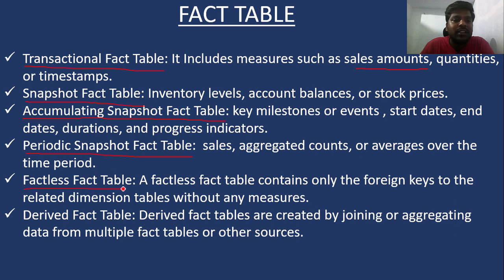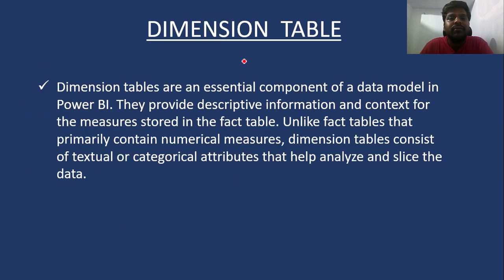Factless fact table is the fifth one, where it contains only the foreign keys of dimension tables without any measures. You could seldom see these factless fact tables, where it has only the foreign keys but not the other data with respect to dimension tables. Such tables are called factless fact tables. Derived fact tables are created by joining and aggregating data from multiple fact tables or other sources. These are various types of fact tables which are understandable by using real-time data. Moving on, we have understood about fact table. Let us understand about dimension table.